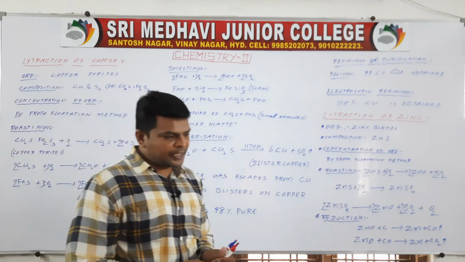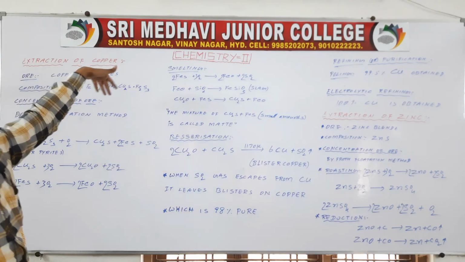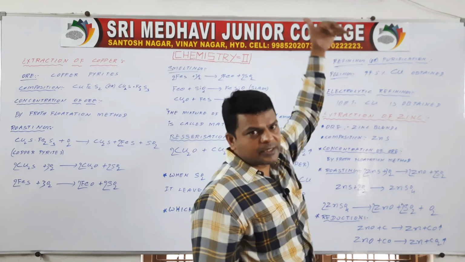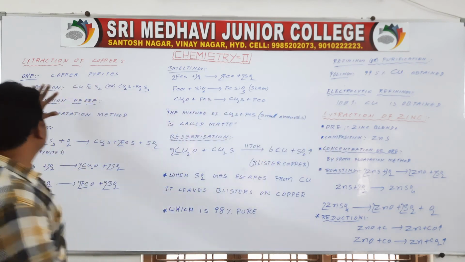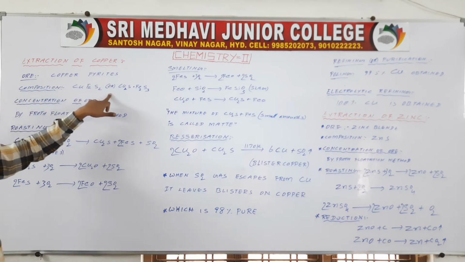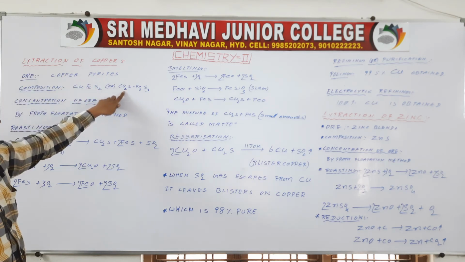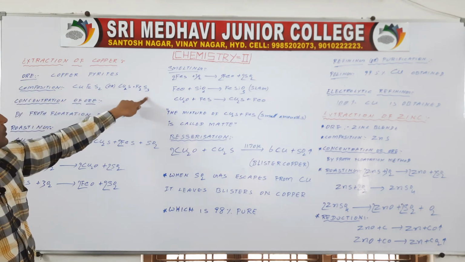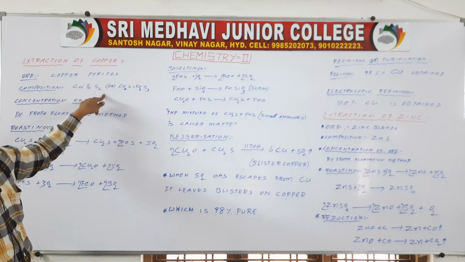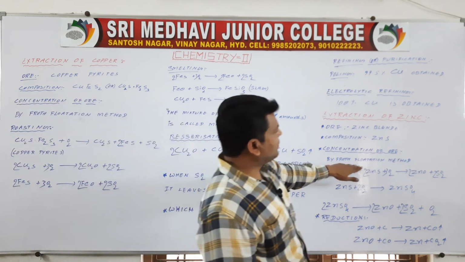What I mean to say here is the extraction of copper from its ore and the extraction of zinc from its ore. In this stage, first the ore we have to take is copper pyrites. Its composition is CuFeS2 or Cu2S Fe2S3. Then concentration of the ore is the same, the froth flotation method.